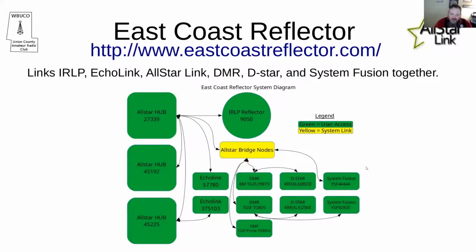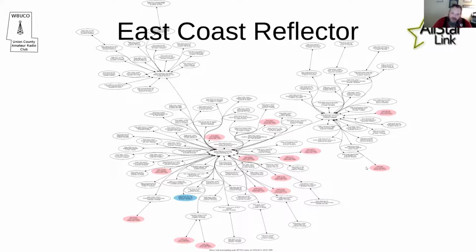So you can do quite a bit with Allstar Link, and you can set up a simple node, or, as with the East Coast reflector, a more complex system. So this is the bubble chart for the East Coast reflector. Now, even though the web interface just showed 1 connection, my portable node, which is the little blue one down the lower left side of the screen there, is connected to all those other nodes in that bubble chart.